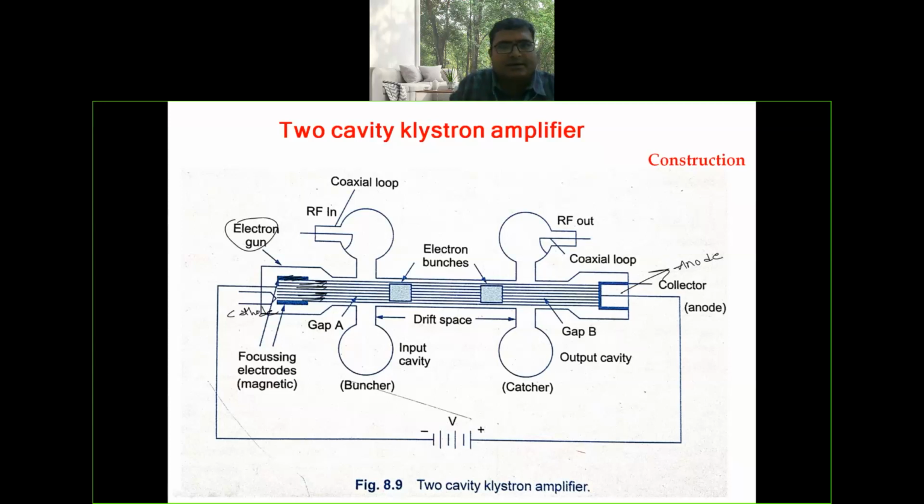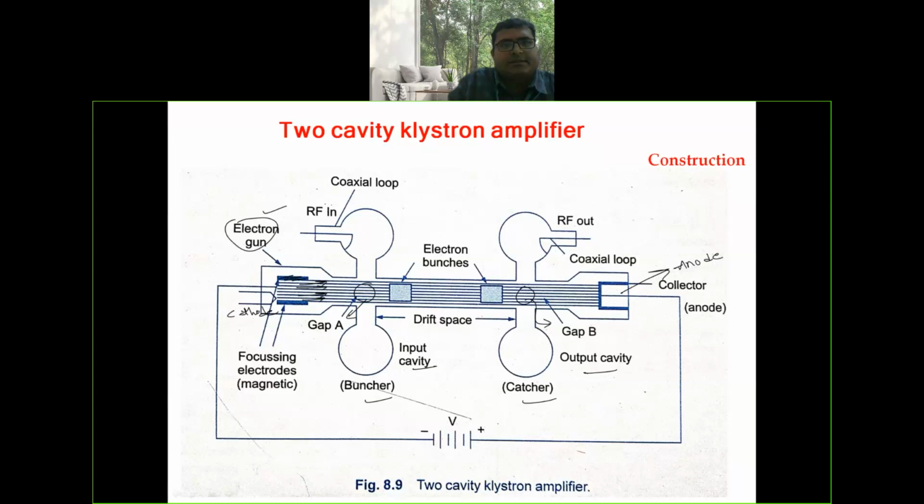Along with the electron gun, it consists of buncher cavity and catcher cavity. Here it is having two cavities. That is why it is called two cavity Klystron amplifier. The buncher cavity is called input cavity and the catcher cavity is called output cavity. The position of the gap inside the buncher cavity is called gap A, and the gap inside the catcher cavity is called gap B. The space between the buncher cavity and catcher cavity is drift space.